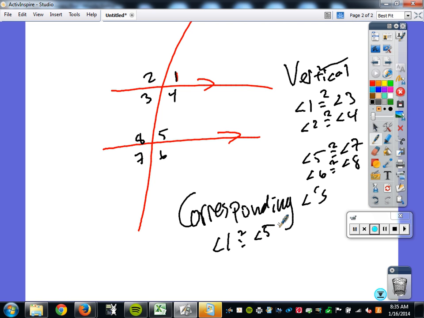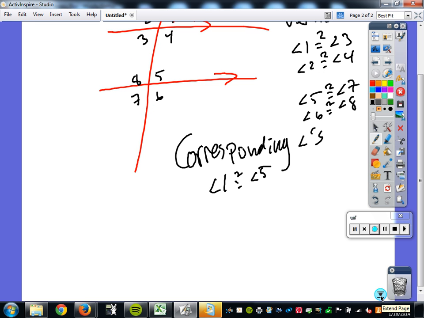Is everybody okay with that? Okay. Then you guys still have your picture, obviously, right? Who else is? Angle 3 is congruent to angle 7. Angle 2 is congruent to 8. Angle 4 is congruent to 6. And we have all of them, right? Those guys are called corresponding angles, meaning they're in the same corresponding spot of the two parallel lines.